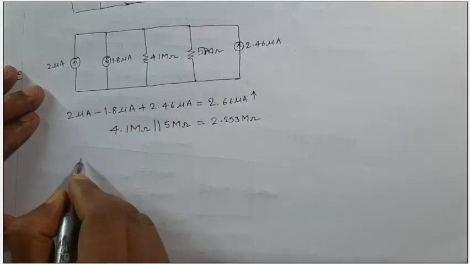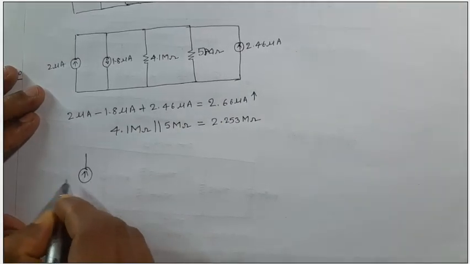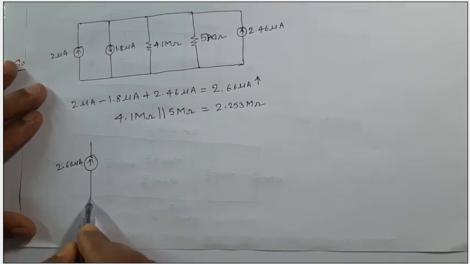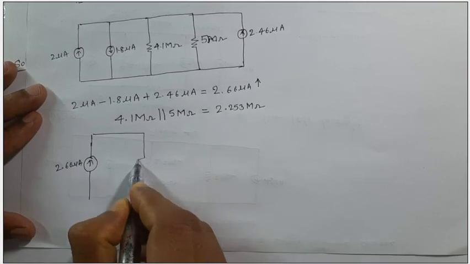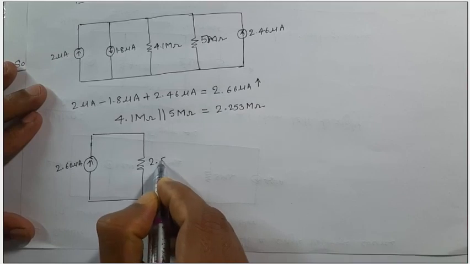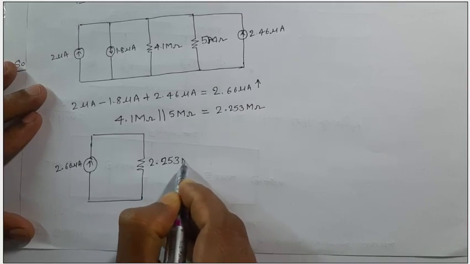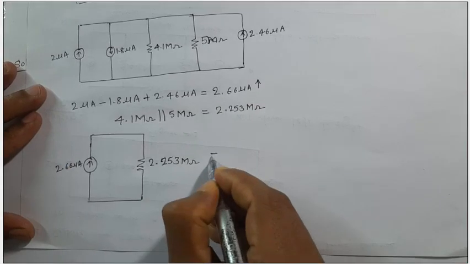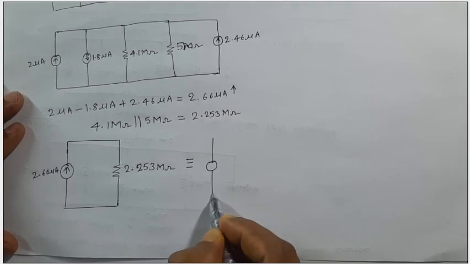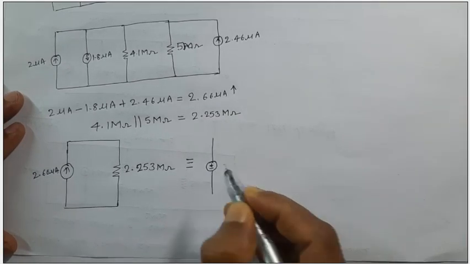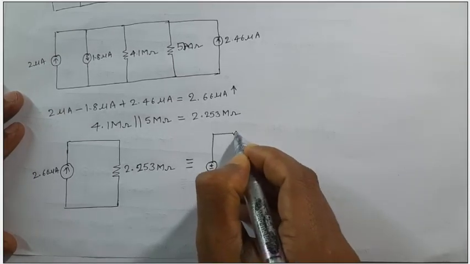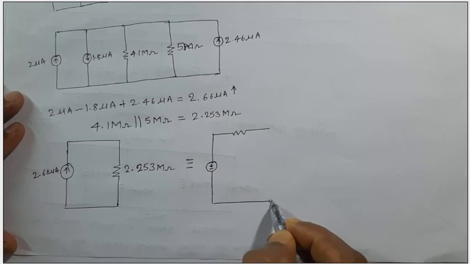So this current source value is 2.66 microampere, and parallel with this there is a resistor of value 2.253 mega ohm, and this can be converted to a voltage source, because finally we should convert to a voltage source as per the problem. Okay, whose value we will calculate, and this resistance will come in series.